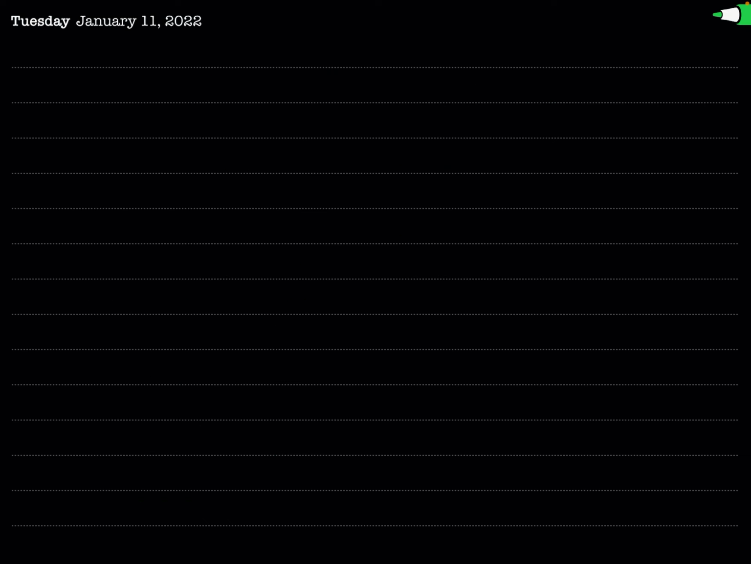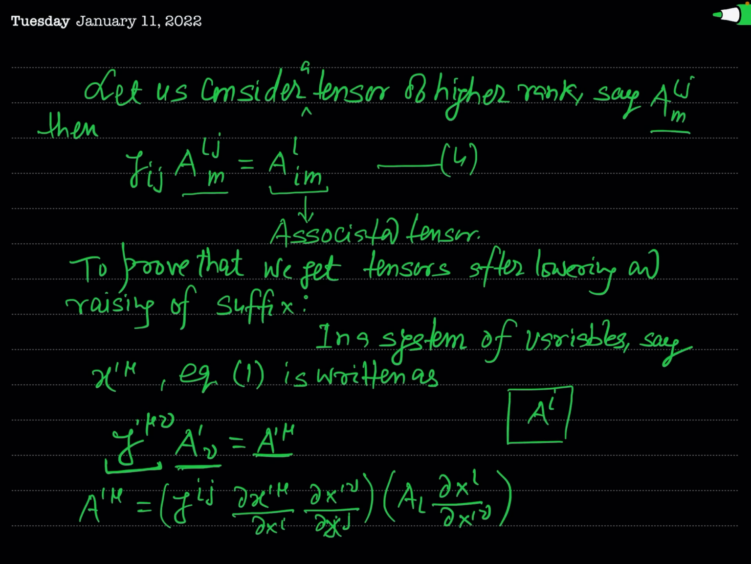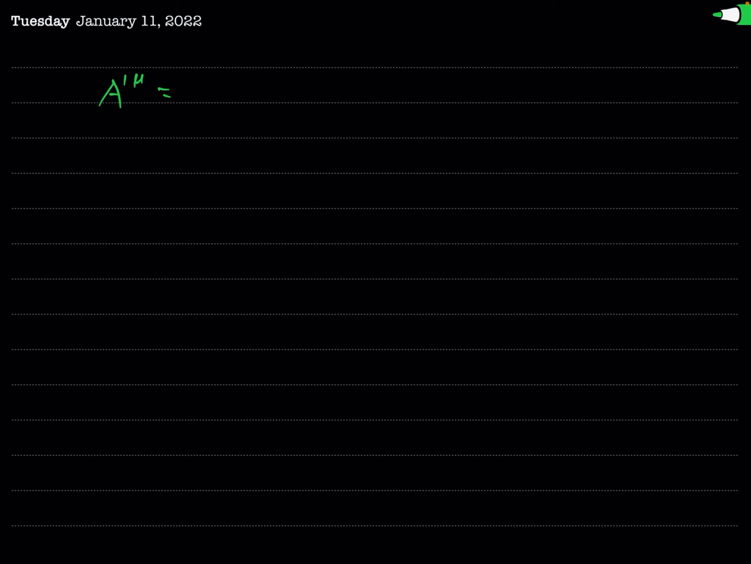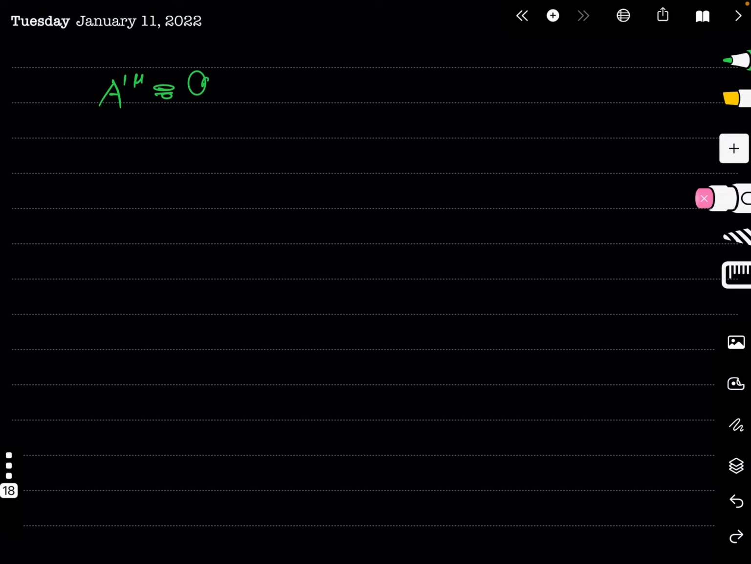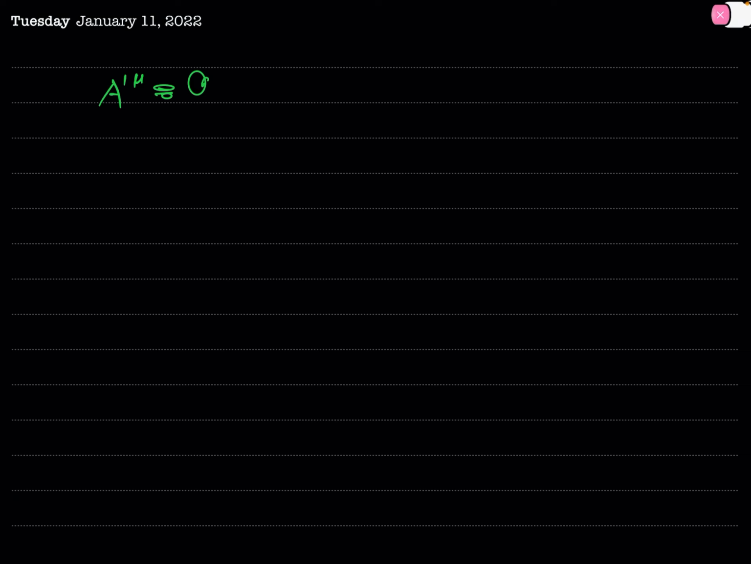You can see A prime mu will be equal to, now let us write these partial derivatives first of all. This will be del x prime mu by del xi times del x prime mu by del xj. So this is equal to, there is some problem here.